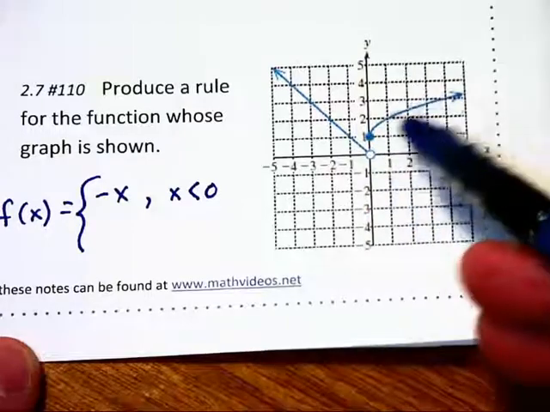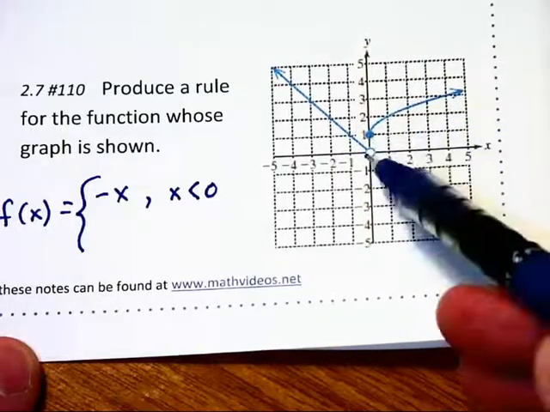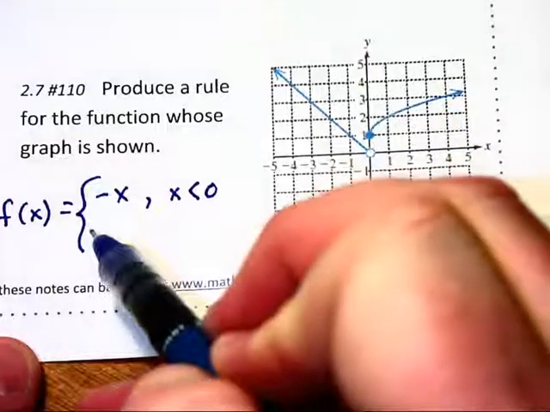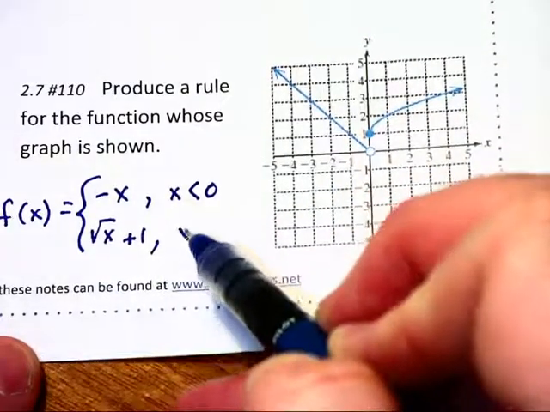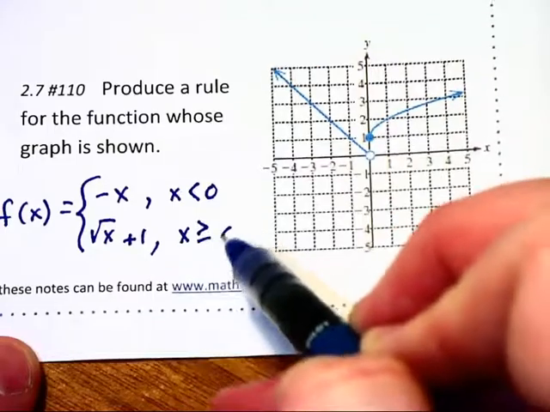The next graph is that of a square root graph shifted up 1 unit. So the square root of x plus 1, and that is defined for x values greater than or equal to 0.